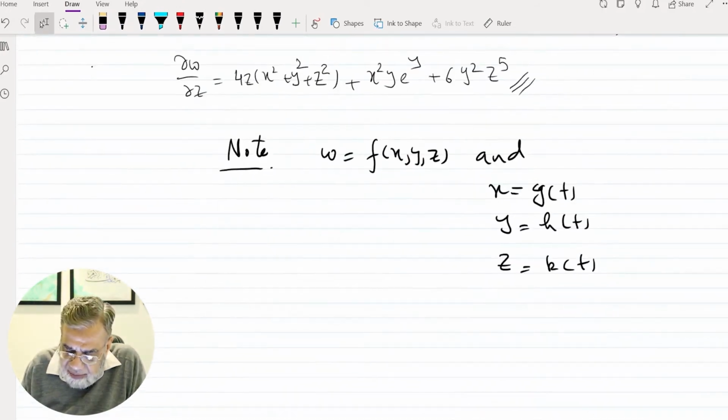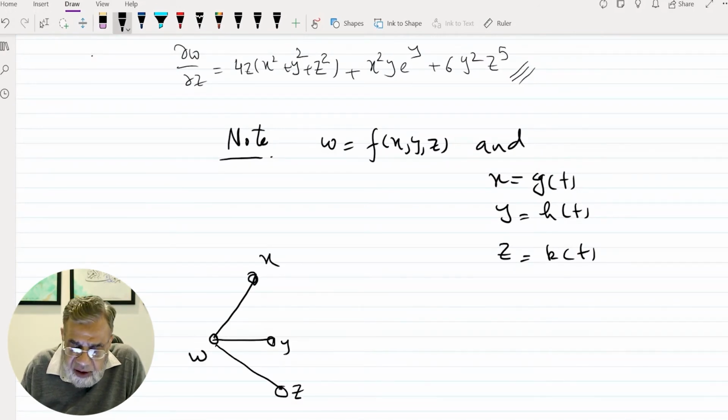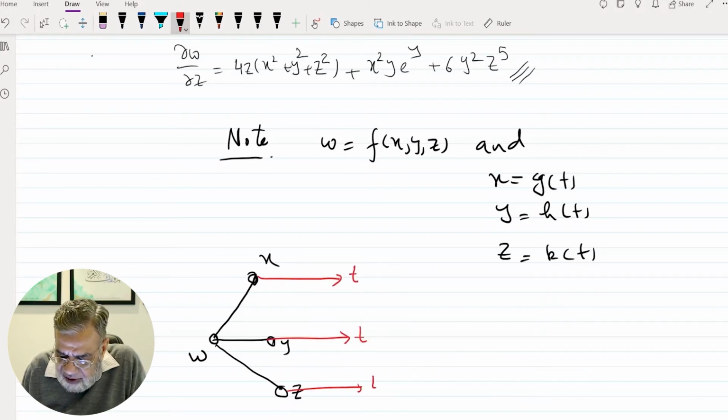If I take the tree diagram, then we are having a situation like this one. This is my w, this function of f, x, a function of y, and a function of z. Now here when we find x as a function of t, y is a function of t, and z is a function of t. Here w is a function of three variables.